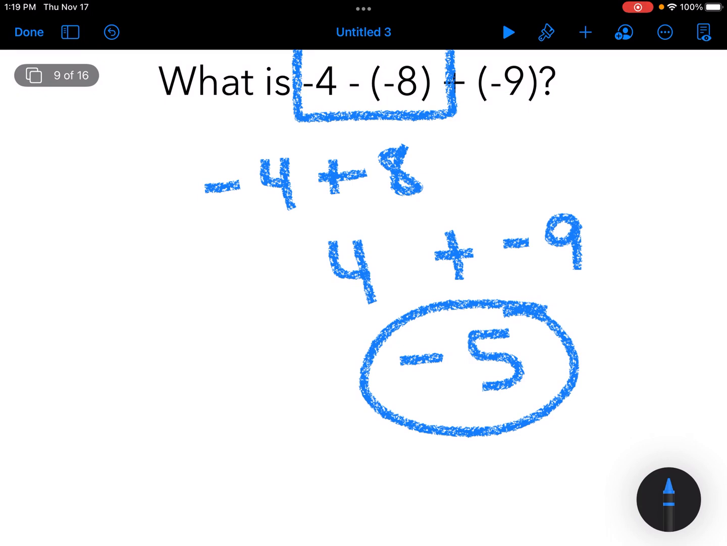All right, so remember, order of operations, when you have subtraction and addition in the same problem, you work left to right.